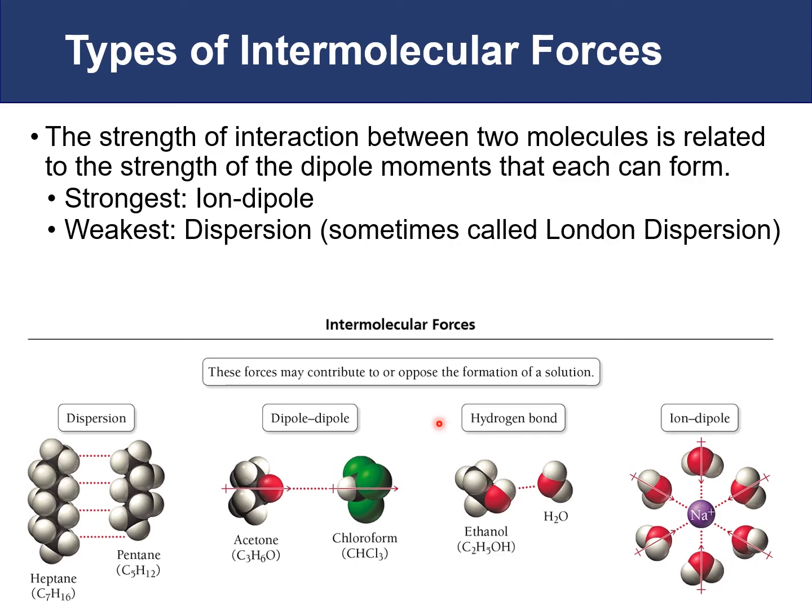Hydrogen bonds are very, very strong dipole-dipole interactions. They occur when you have a hydrogen atom bound to a nitrogen, oxygen, phosphorus, sulfur, and sometimes chlorine atom.